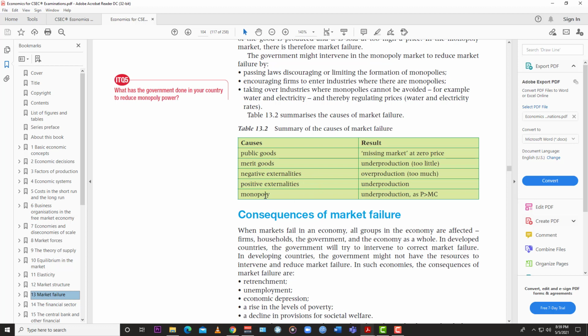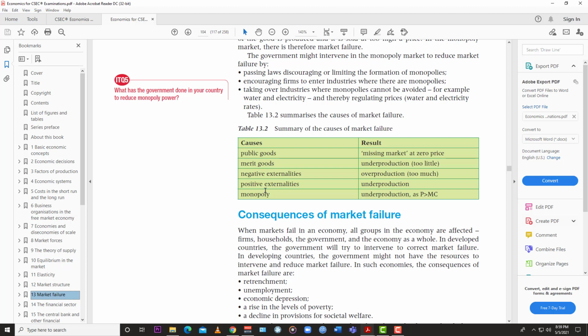So let's look at the negative externality. So an externality is a cost or benefit to a third party, right? A cost or benefit to a third party of a certain transaction. So what they're saying is that you're not party to the transaction, but you're affected by the spillover.